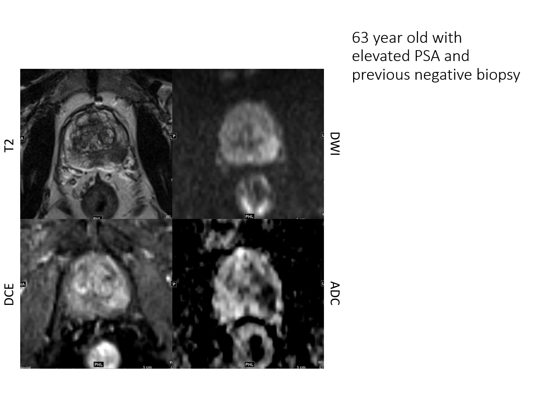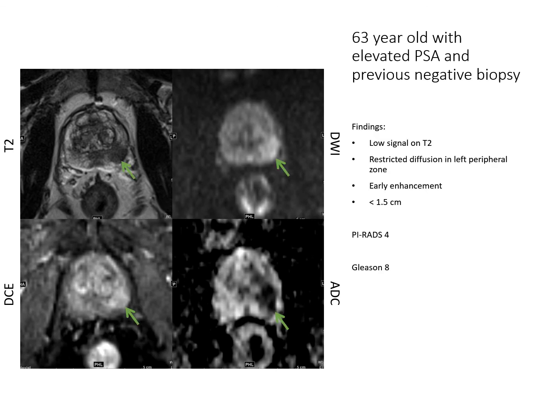Okay. This is another example. Again, it shows that you can pick up quite small lesions. So here you've got a small focal lesion. It's low on T2. It's high signal on DWI with low signal on the ADC, so it's restricting, and you've got that enhancement. So again, relative to the rest of the gland, it is enhancing. Okay, so again, it's PIRADS 4 because of the size. It's not big enough. But that was Gleason 8. That was confirmed.